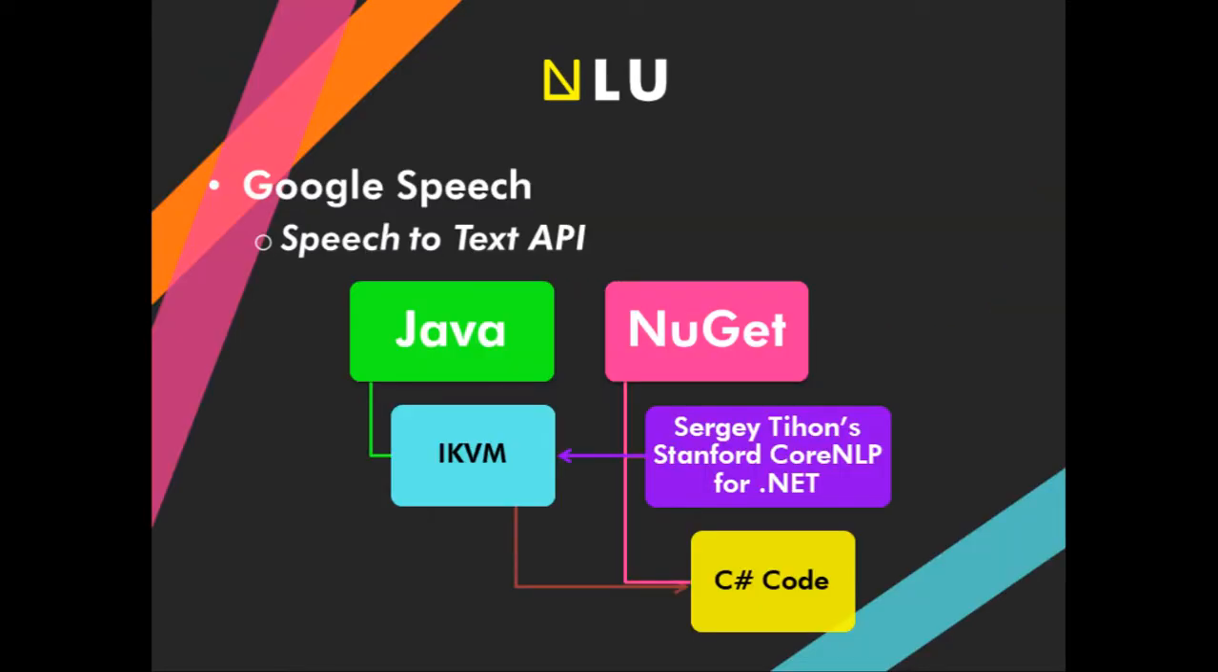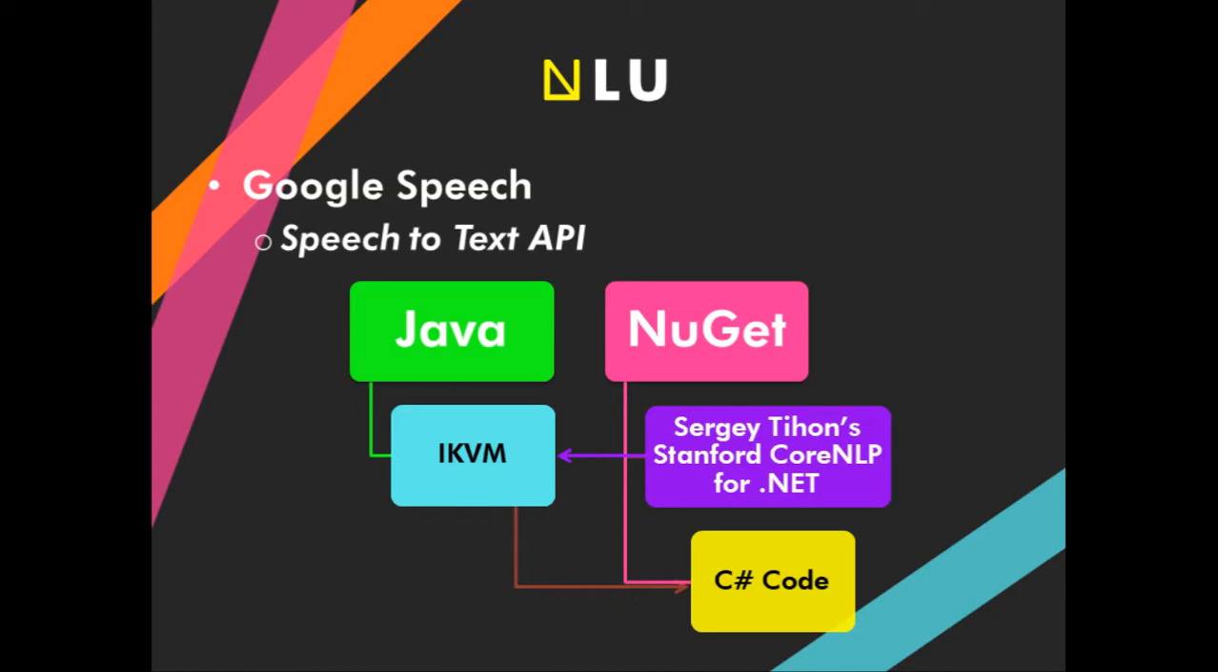For the NLU, we chose a combination of Google Speech's speech-to-text API and Stanford CoreNLP's language analyzing tools. The speech-to-text API is a web-based service that lets us feed it an audio file, process it, and get a JSON file that contains the user's utterance as an output. Stanford CoreNLP, on the other hand, is a Java-based natural language processing toolkit.